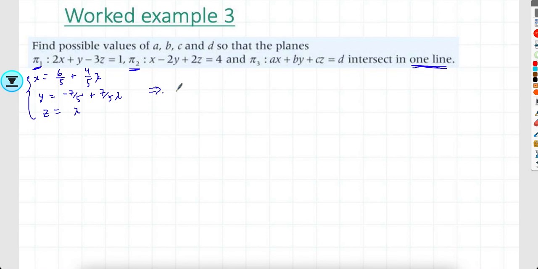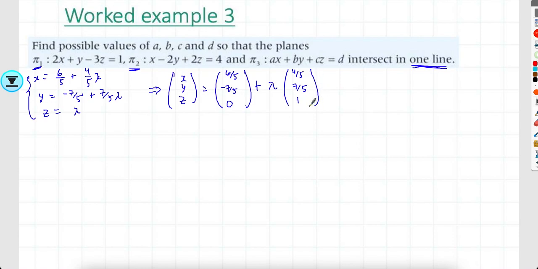So then if I'm writing it in vector form instead of parametric form, I end up with 6 over 5, negative 7 over 5, and 0 here, plus lambda times 4 over 5, 7 over 5, and 1. So now this is my line, and I want to make sure that this line also fits in with my 3rd plane. So this is my original line that I'm looking at. So how would I do that?